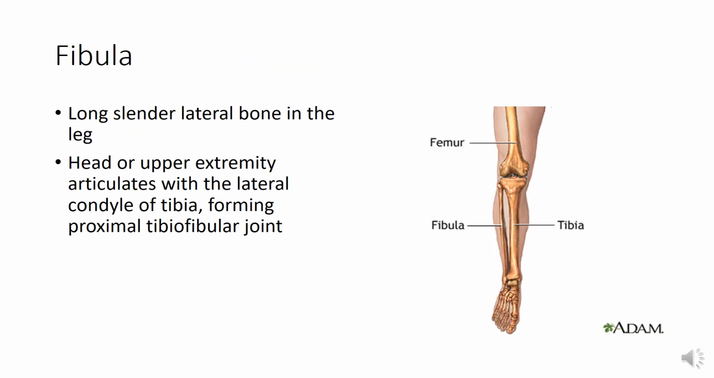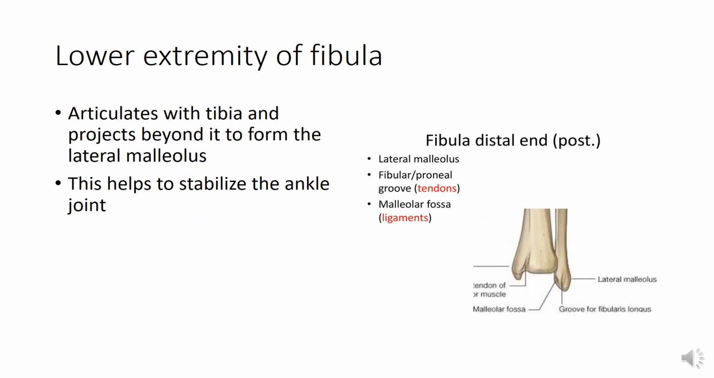So fibula is the long, slender lateral bone in the leg. Here is the fibula. This is the lateral side of the leg, and this is the lateral bone in the leg. Its head or upper extremity articulates with the condyle of the tibia. The lower extremity of fibula articulates with tibia and projects beyond it to form the lateral malleolus.